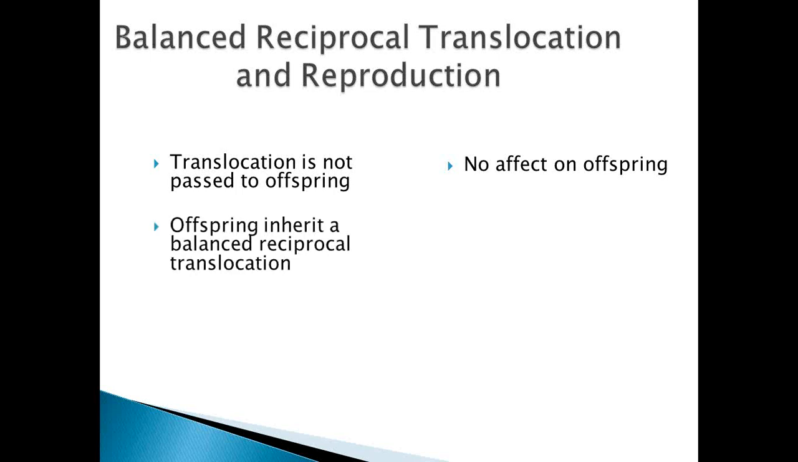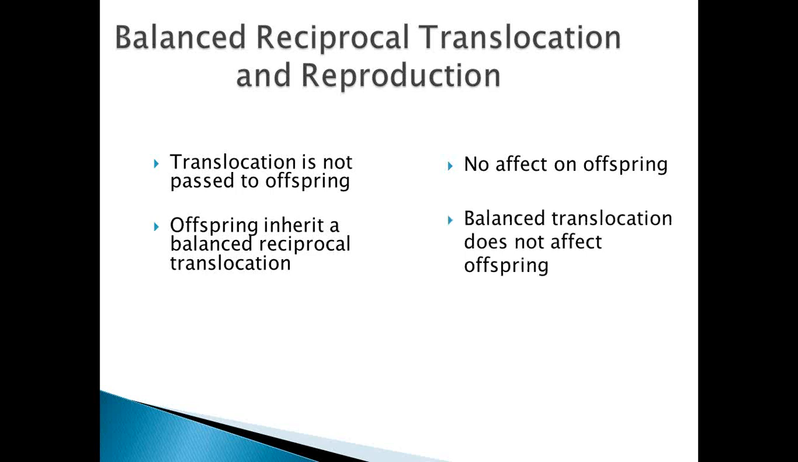The second scenario would be that the child may acquire the same balanced translocation, and because no chromosomal material has been gained or lost, as we saw in the last example, the child is unlikely to be affected by the abnormality. Now, although they're unaffected now, it could hinder their ability to reproduce later in life, and we will take a look at that in the next example.